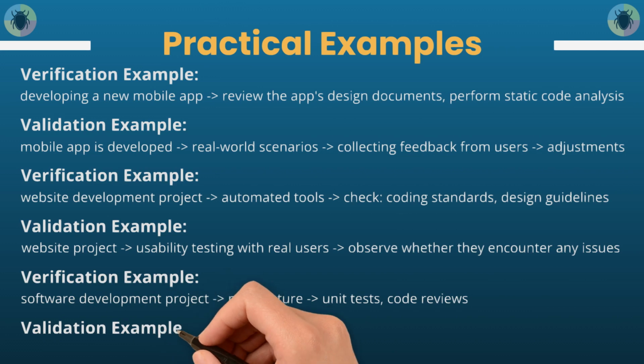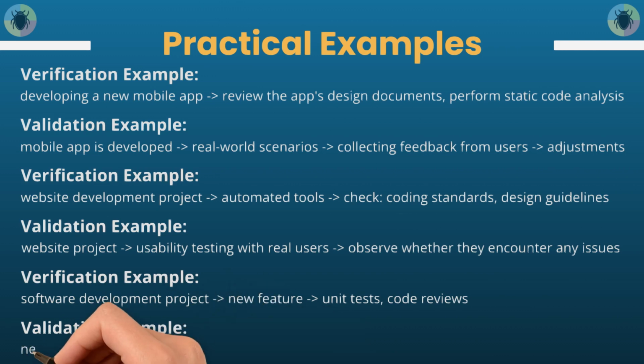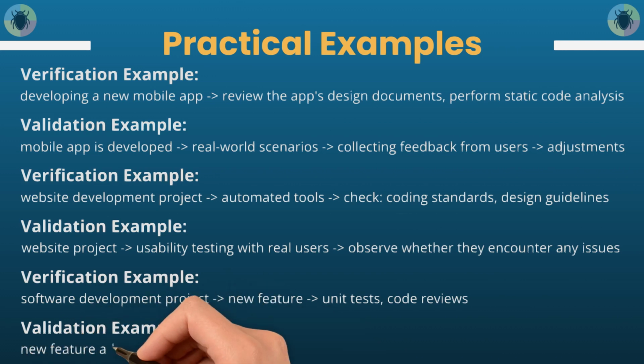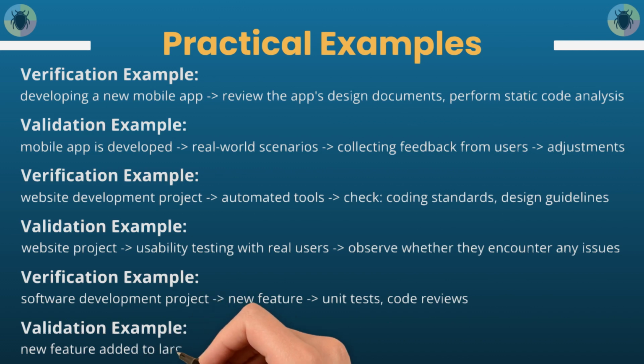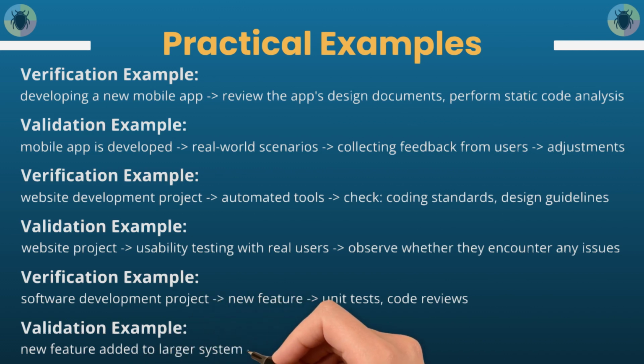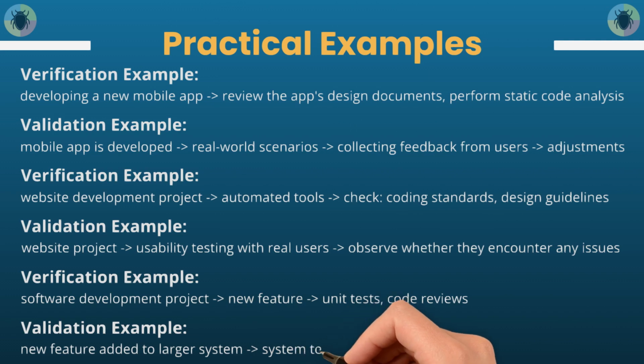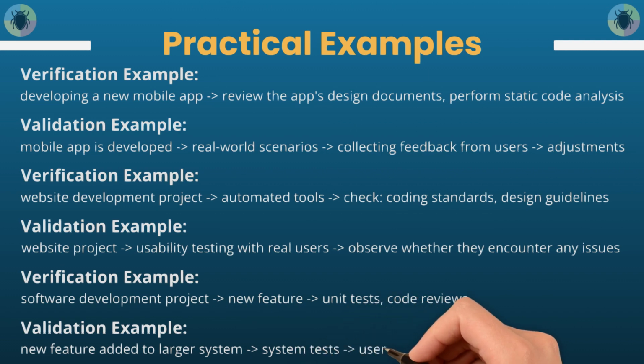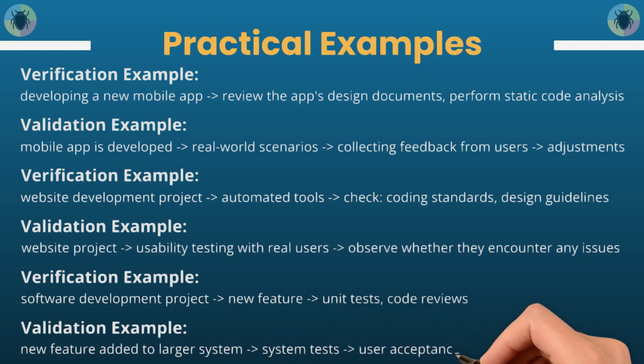Validation example. For the new feature, validation would involve integrating it into the larger system and performing system tests to ensure it works correctly within the entire application. User acceptance testing might be performed to confirm that the feature meets user expectations and solves the intended problem.